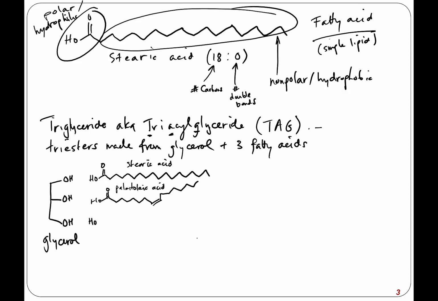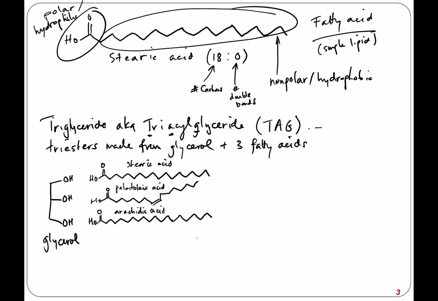And then let's draw one a little longer. 1, 2, 3, 4, 5, 6, 7, 8, 9, 10, 11, 12, up to 20. So the 20 carbon one with no double bonds, I think this is arachidic acid. Again, the names are not so important here.